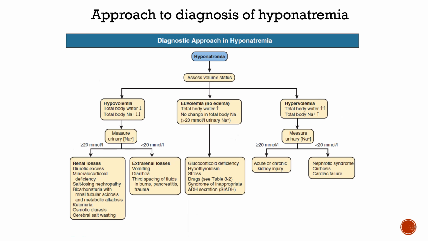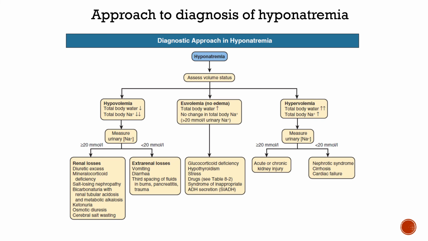So this is the approach for diagnosis of metabolic alkalosis according to the blood pressure and hydration status. Another issue is how to diagnose hyponatremia. The diagnostic approach for hyponatremia also should assess the volume status, and you have one of three possibilities. It's either hypovolemia, euvolemia, or hypervolemia. If it is hypovolemia, you should measure the urinary sodium. If it is high, this is a renal loss, like diuretic excess, mineralocorticoid deficiency, or salt-losing nephropathy. If it is low, this is extrarenal, like vomiting, diarrhea, and third space loss.